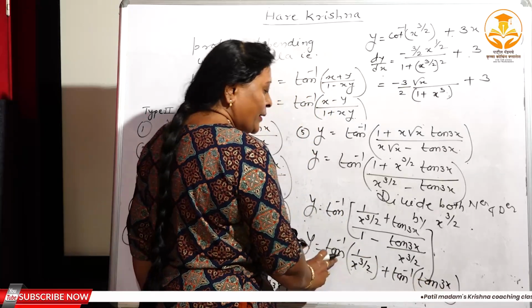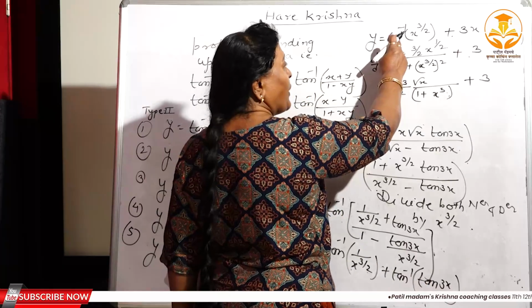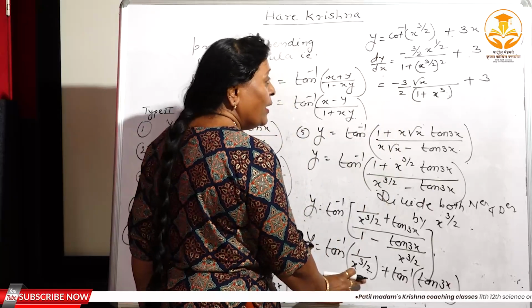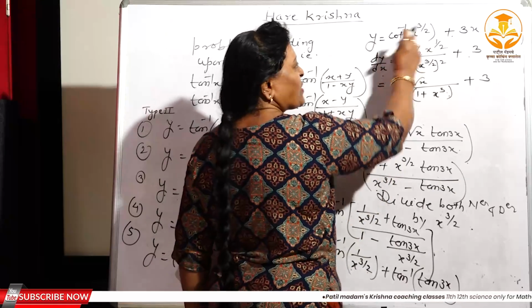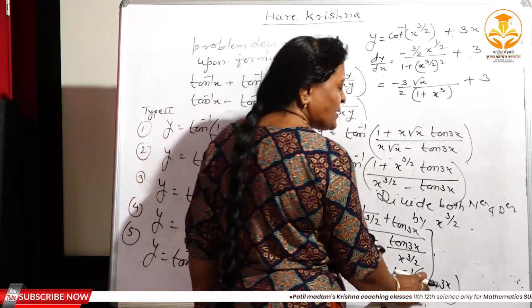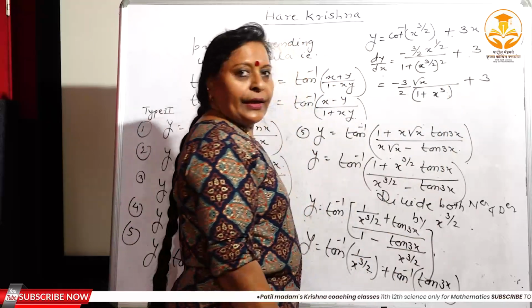Right? Again, tan inverse you can write in the form of cot inverse by taking the reciprocal of the angle, that is x to the power 3 by 2. And tan inverse tan gets cancelled. Here you have got 3x.